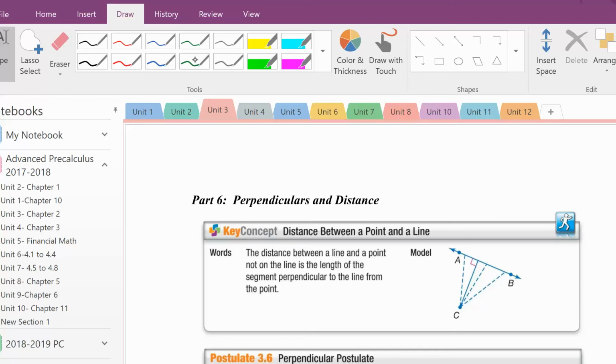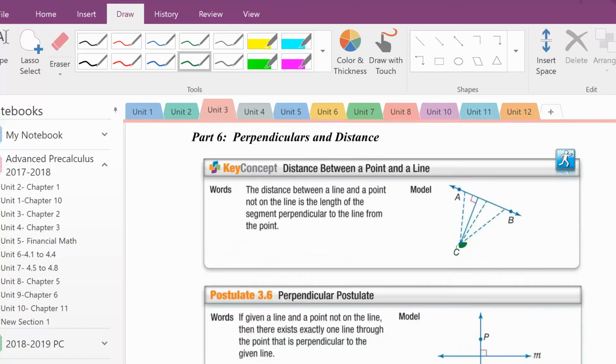So the distance between a point and a line, between a line and a point not on the line, is the length of the perpendicular segment. See how C is a point not on the line AB. So the distance from C to AB would be the length of a perpendicular segment drawn from C to AB.